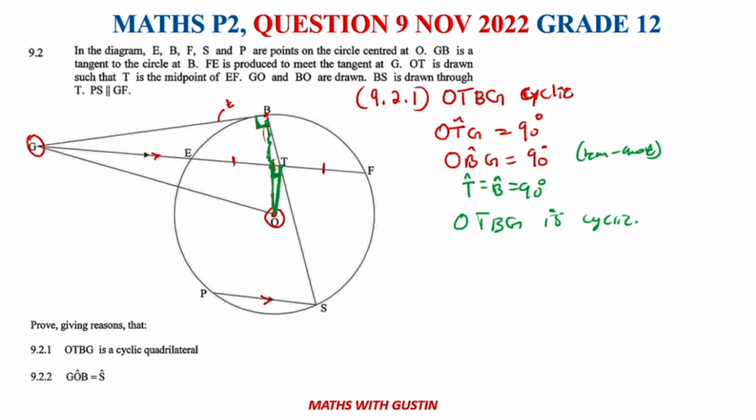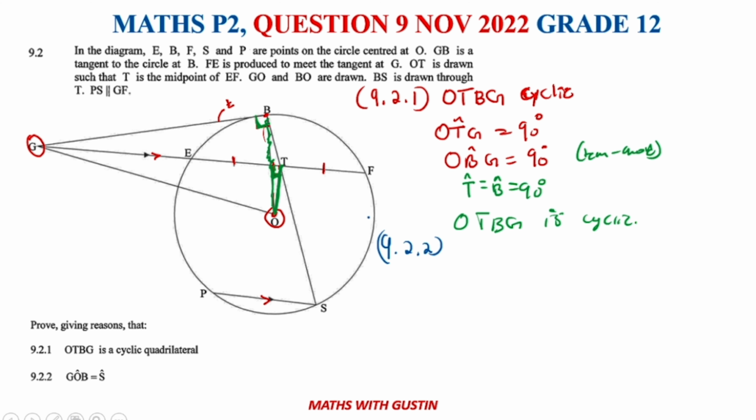Okay guys, you don't have to do a lot here. I've seen learners writing a lot of things here, but sometimes it's not necessary to do that. You just need to prove that two angles are equal, therefore this would be a cyclic quad. Let's move on to 9.2.2. Okay, 9.2.2. There you go.